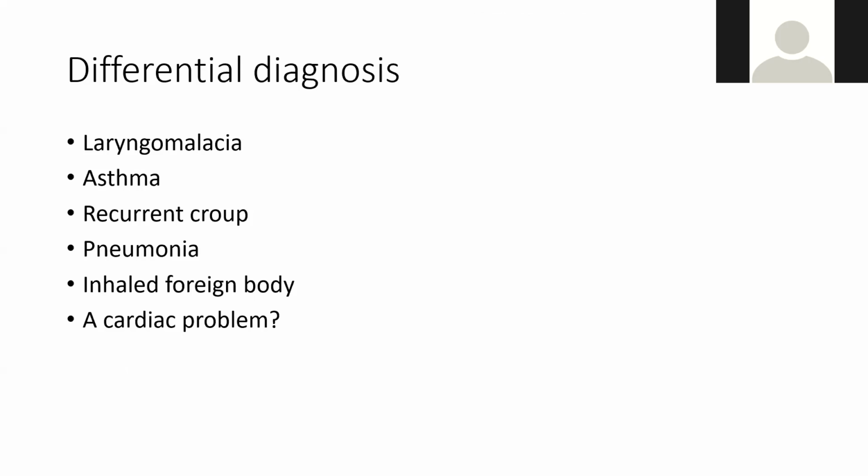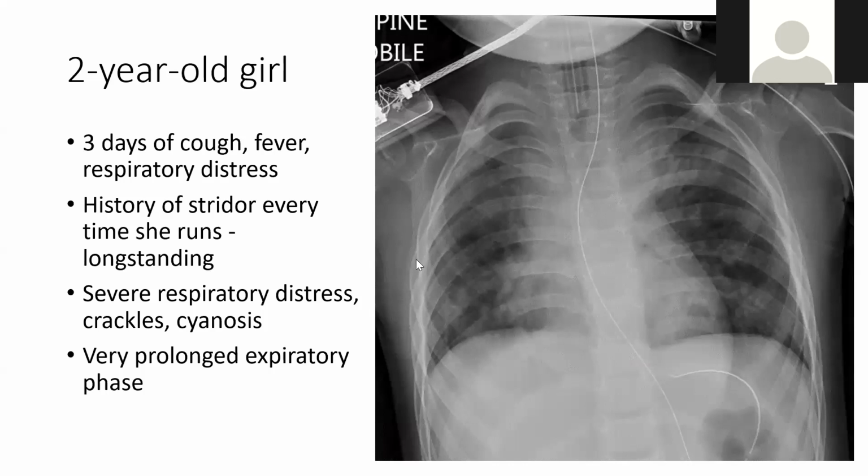Someone thought she might have asthma because every time she ran around, she got stridor or noisy breathing. It wasn't exactly clear. Some children can have recurrent croup, can't they? Recurrent upper airway obstruction. That's unusual, but sometimes children can. Pneumonia on top of tracheomalacia. What about an inhaled foreign body? Could that be the problem? An inhaled foreign body leading to this?